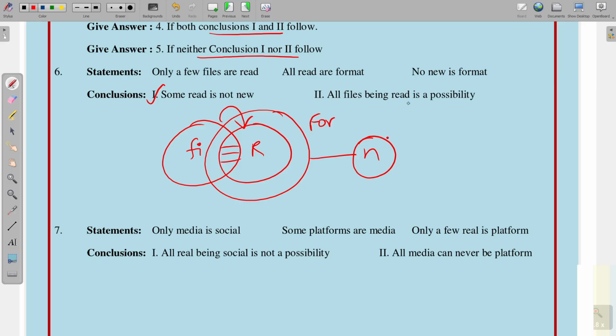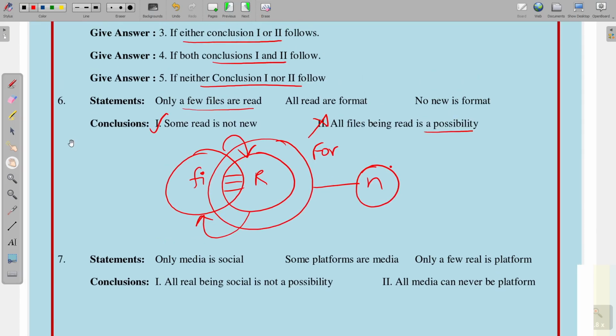All files being read is a possibility. So, files here, read here. Already in the statement, only a few files are read. So, definitely the possibility does not follow. But all read is files as a possibility definitely follows. Next, here option 1 is the answer.